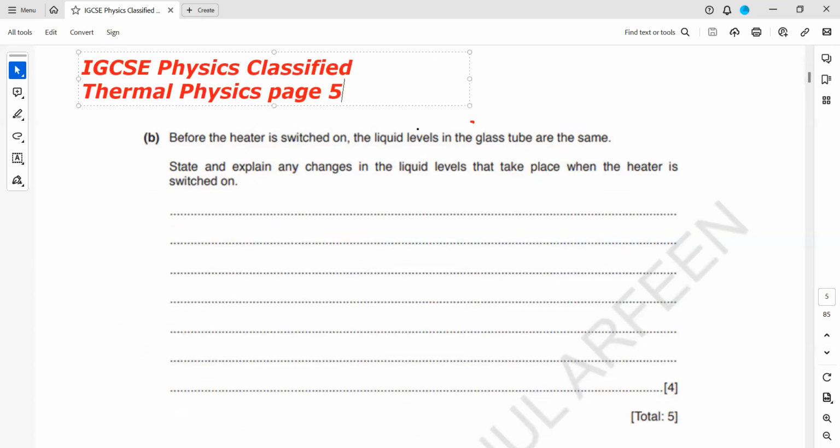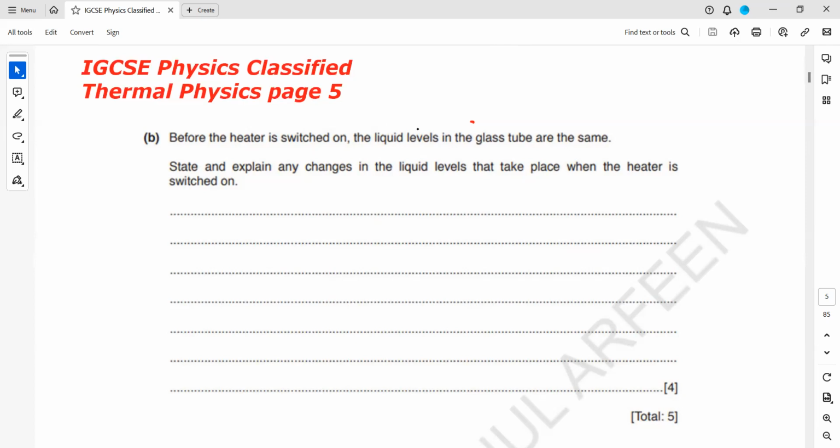In page 5, before the heater is switched on, the liquid levels in the glass tubes are the same. State and explain any change in the liquid levels that take place when the heater is switched on. So this is the same answer you have to write, as I explained to you.